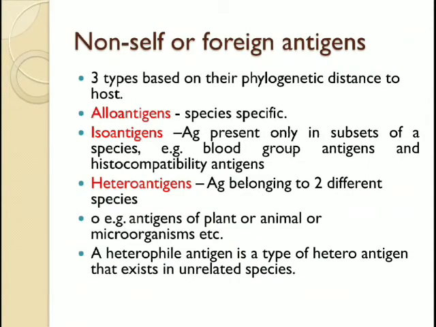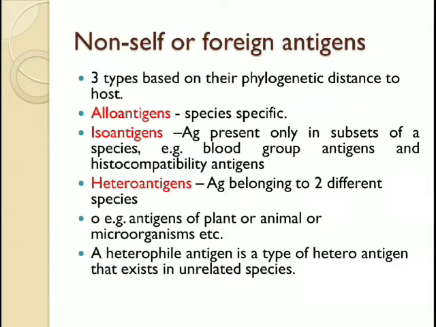Non-self or foreign antigens. There are three types of foreign antigens, which are phylogenetically distinct to the host. The first one is alloantigens. Alloantigens are species specific. So the species specific antigens are known as alloantigens.